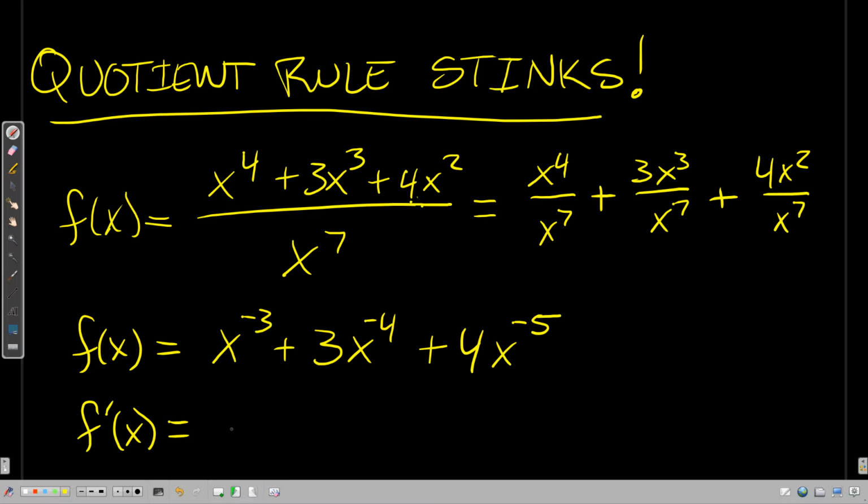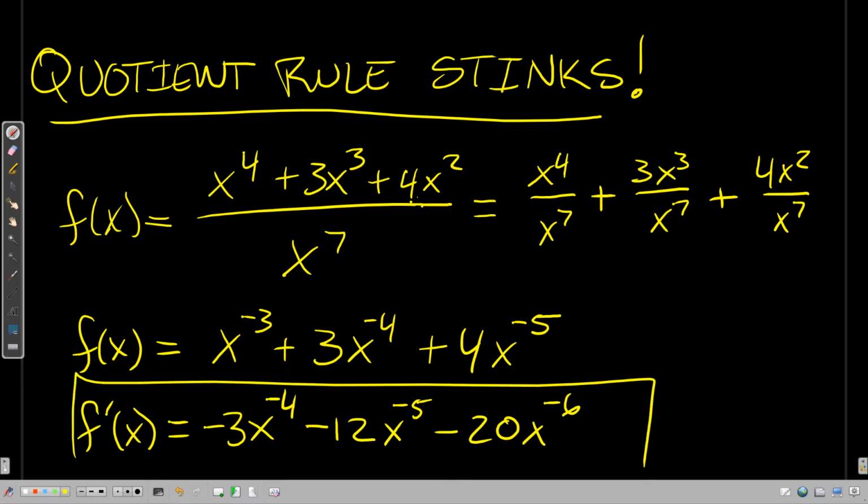Now it's just a matter of banging it out. Minus 3x to the minus 4. It's minus 4 because it's minus 3 minus 1. And then plus, you're going to have your 3 times the minus 4, because the minus 4 comes down, but 3 times minus 4, that's just minus 12. So it's minus 12x to the minus 4 minus 1. And then same thing here, you're going to have a 4 times a minus 5, so that's minus 20. X to the minus 5 minus 1, that's minus 6. And this is your answer.